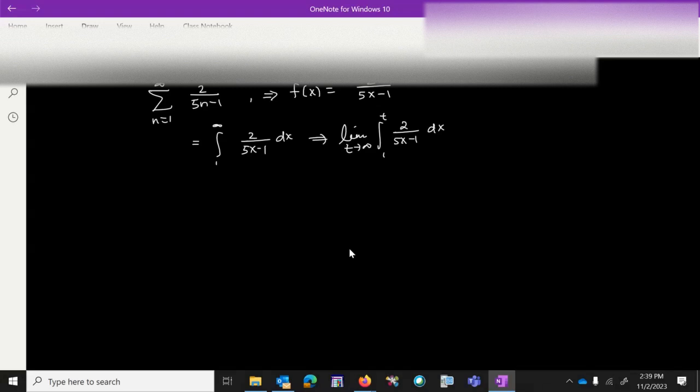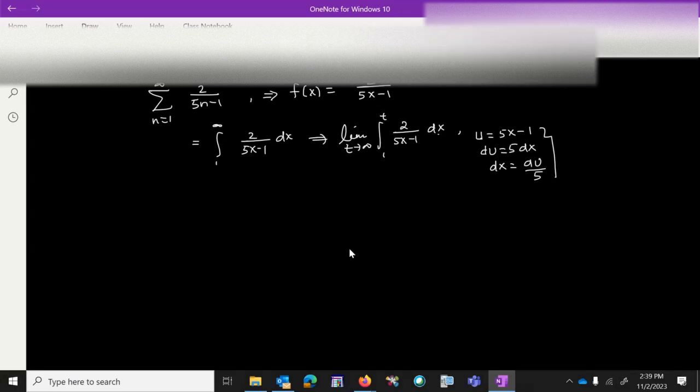To integrate this, as usual, let's use u substitution. u is equal to the bottom one, 5x minus 1. Then du is going to be 5 dx. Since I need dx later, let me calculate dx: dx is equal to du over 5. These are very important ingredients for my calculation.